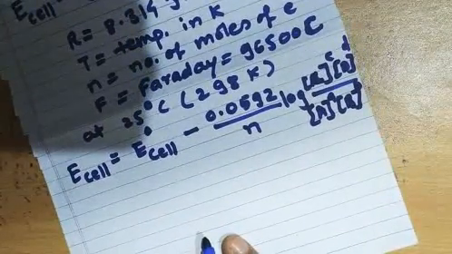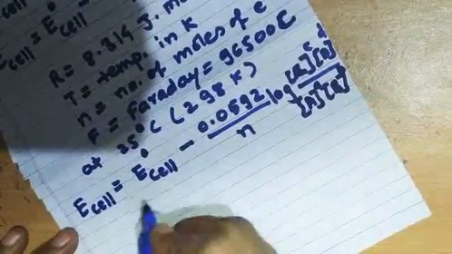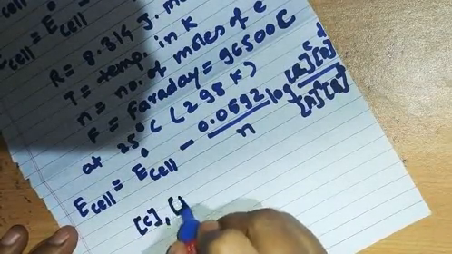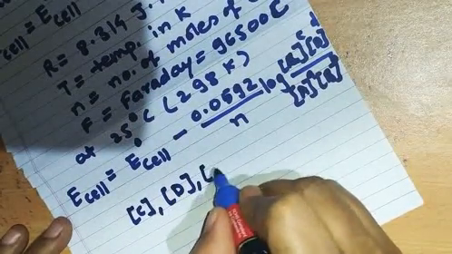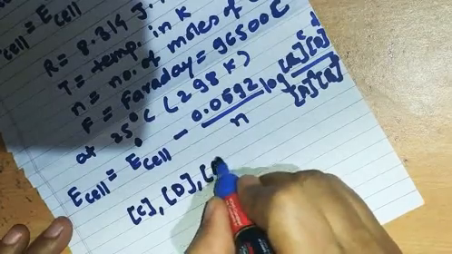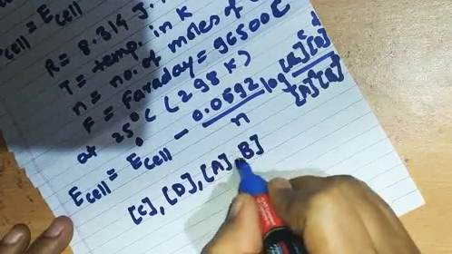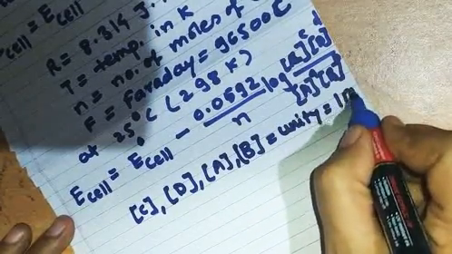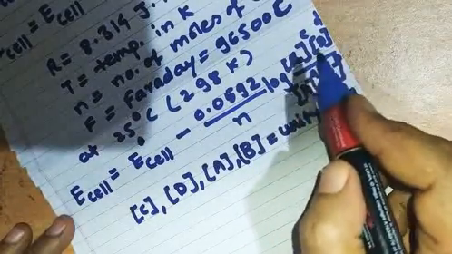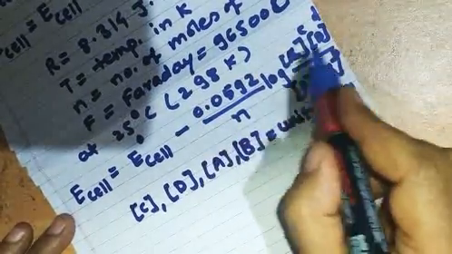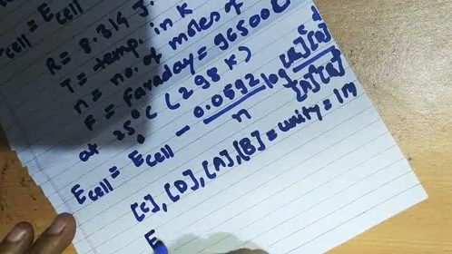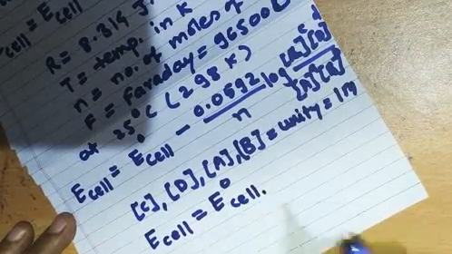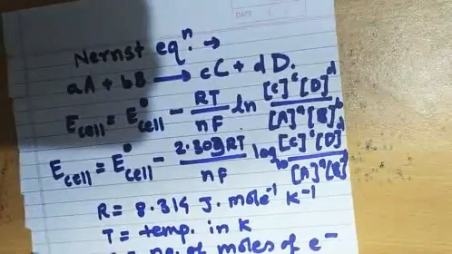Then when the concentrations of the products C and D as well as that of reactants A and B are all unity, that means all are 1 molar, then all these values become 1. Log of 1 is 0. This total value becomes 0. At that time E cell is equal to E naught cell. This is the Nernst equation.